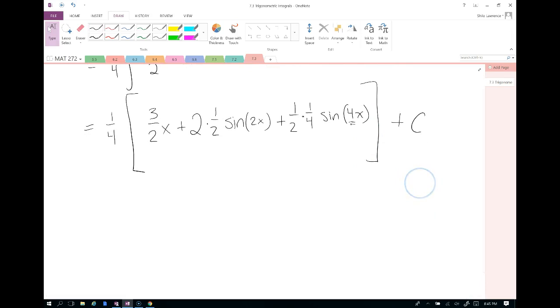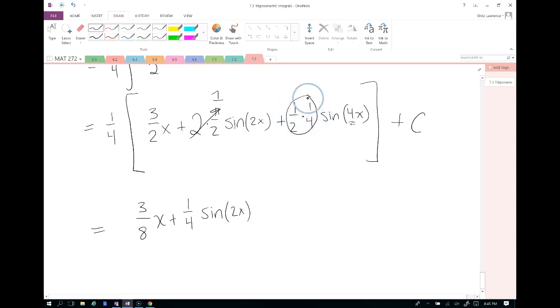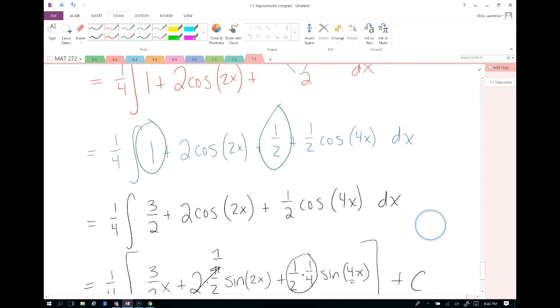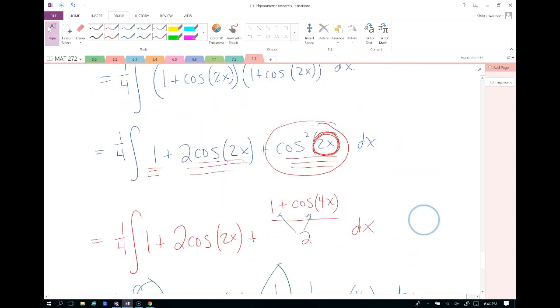And then the last thing I'm going to do, I'm going to clean this up a little bit, combine my coefficients. I'm going to finally end up with 3/8 x plus 2 times a half is just 1, but I still have to distribute the quarter. So here we just have a quarter sine of 2x. Here we get an eighth, but then we're distributing another quarter, so it ends up as 1/32 sine of 4x plus c.